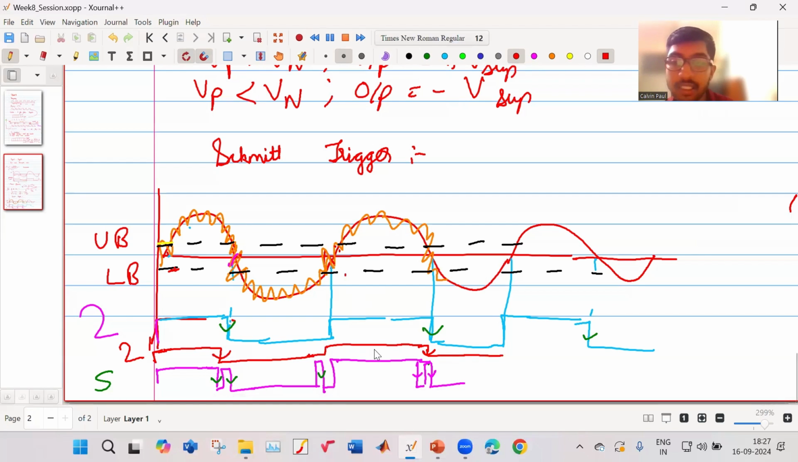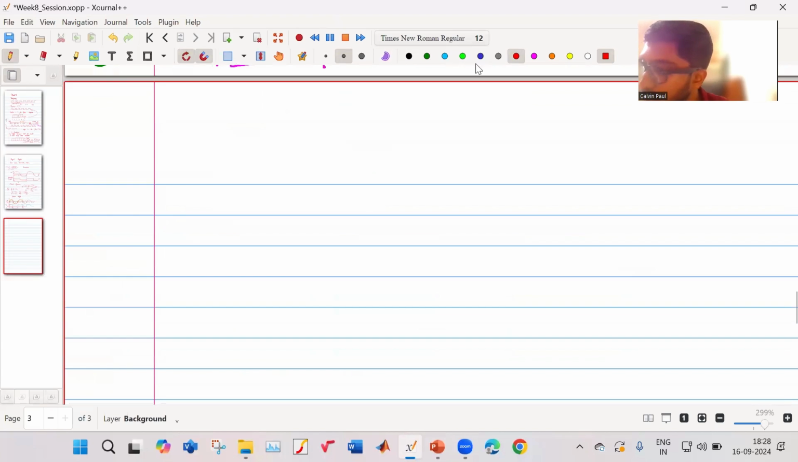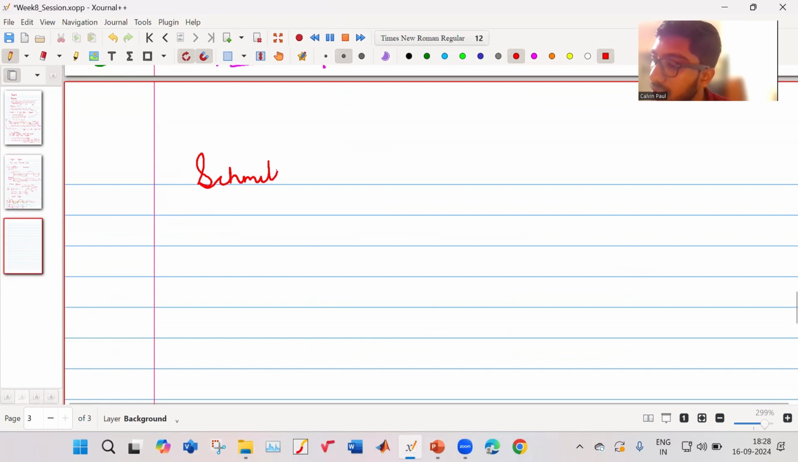So any questions in this? Okay. So now we understood this, so let us look at a circuit. We understood what is the purpose of the Schmitt trigger. Now we have to look at the Schmitt trigger circuit.